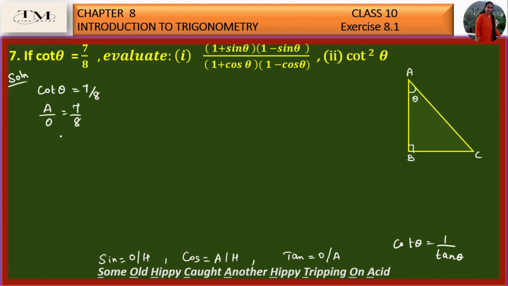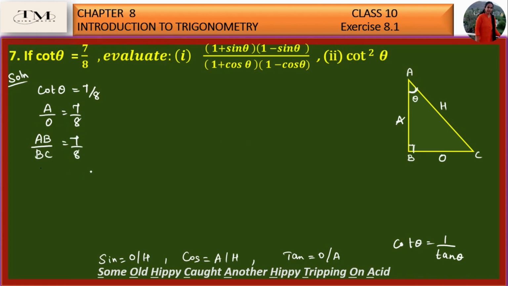So which is the adjacent side? Now we have to find out. Here let me take angle A as theta, B as 90 degrees. Opposite to 90 degrees is the hypotenuse. So what is opposite to theta? BC. So BC is the opposite side and AB is the adjacent side. So cot theta is adjacent side by opposite side. Adjacent side is AB, opposite side is BC. So AB by BC is equal to 7 by 8.